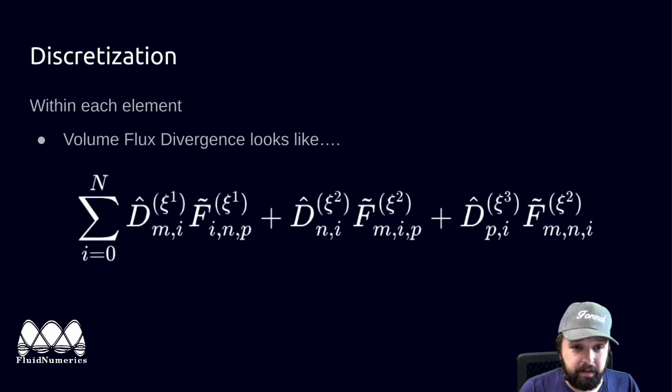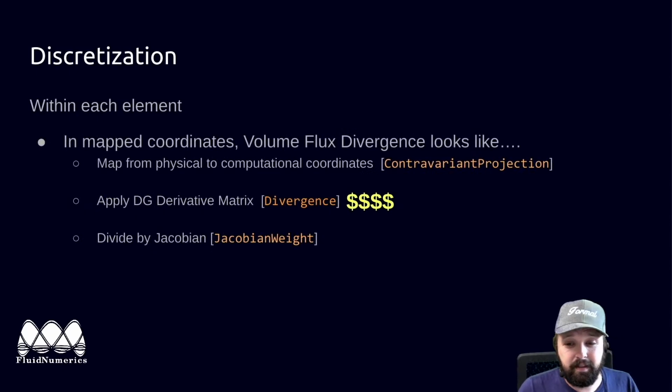Everything gets reduced down to this. In mapped coordinates, there's not much addition you really have to do, which is what I love about these methods. All we need to do is take things that are expressed in physical coordinates, so x, y, z space, and do the projection onto what are called the contravariant basis vectors. That's the first step. Then we do our divergence. That's the same thing I just showed you. It's a bunch of matrix vector multiplies. And then we divide by the Jacobian of the coordinate transformation, and that gives me effectively my flux divergence. What I showed is in 3D, but we can follow the same thing in 2D or 1D.